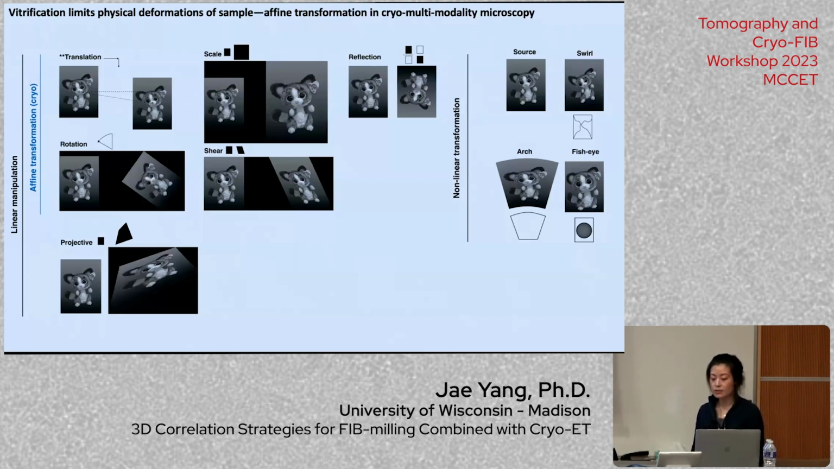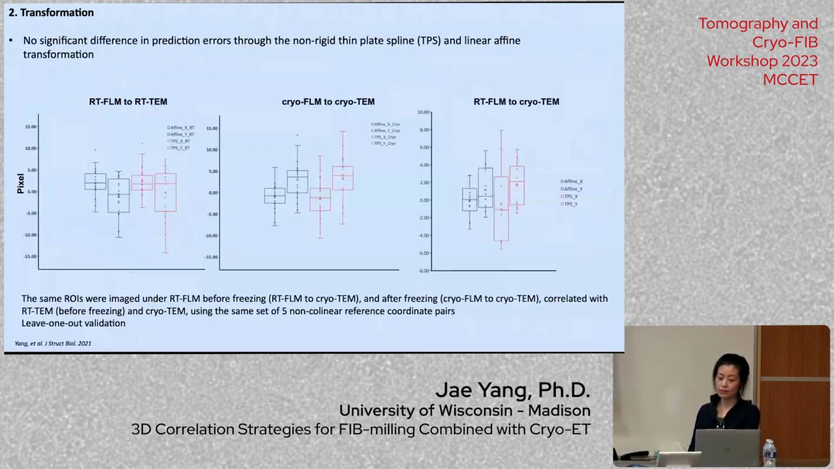For the nonlinear transformation, generally what happens is that lines that were straight are not straight anymore. It gives you some deformation, which produces curved lines. People have found that vitrification limits the physical deformation of the sample. So in most cases, an affine transformation works for cryo-EM, especially in 2D. We also wanted to see if that is actually the case.